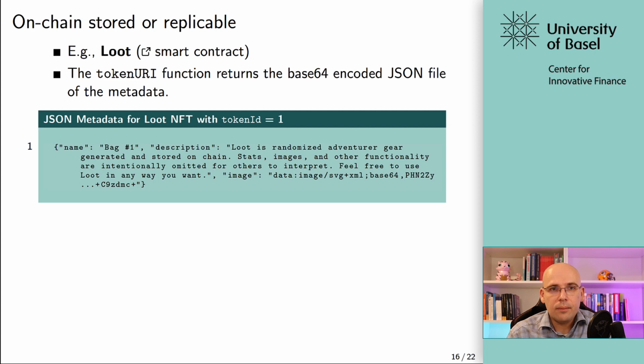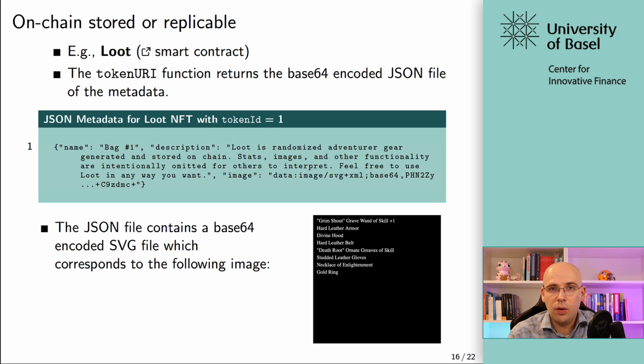Let's go with the first one. There's an example for an on-chain stored and replicable NFT. Let's go with Loot. As always, we have the smart contract linked reference right here, so you can look into that if you want to have some more information. But the idea is that the token URI function returns the base64 encoded JSON file of the metadata. So basically, when you ask for the token URI, you get back the name, you get back the description, but you also get back the encoded SVG image.